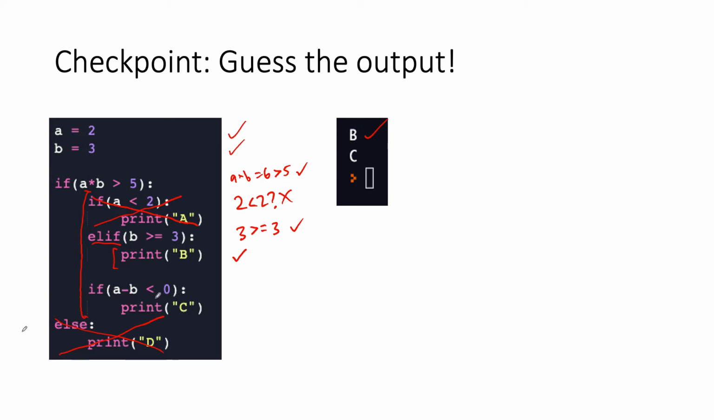Then after that, we see if A minus B is less than 0. So 2 minus 3, is it less than 0? Well, that is true. So it prints C. So that's why we see C over here. Now notice that there's a key distinction, which is that we have if over here, then we have elif, and then with another if over here.